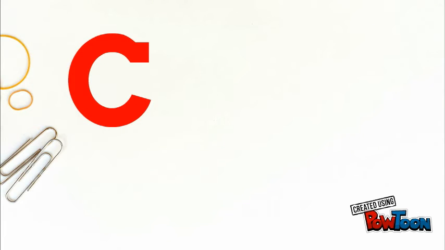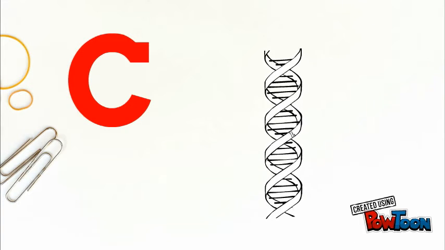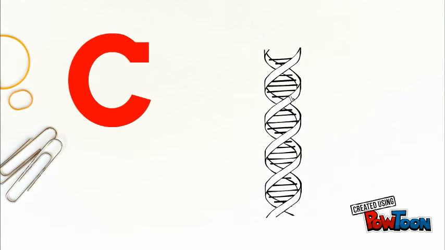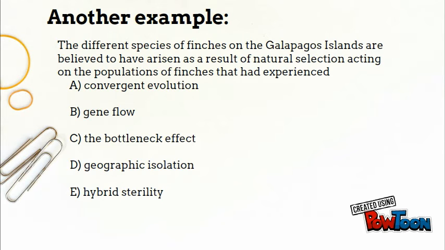The answer is C because Darwin didn't know about genes and DNA. He knew there was a factor controlling traits, but he didn't know what it was exactly. Thus, mutations can't be the answer. Alright, round two.